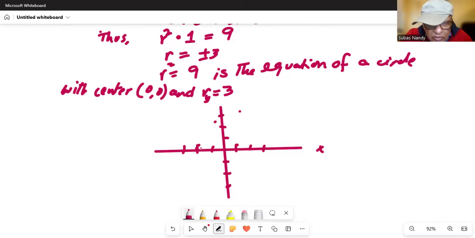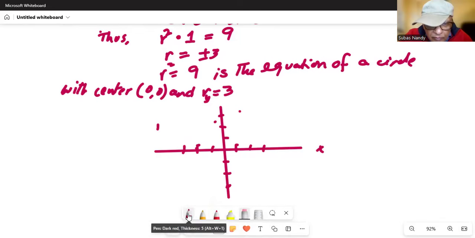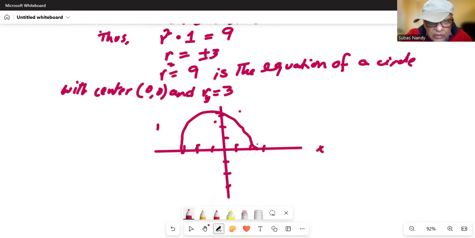So this will be our circle. I have to be careful how I draw the circle. Now this does not look good like a circle, so we will erase this. So basically let's connect it like this and this, as you can see, approximately. So this is not good.